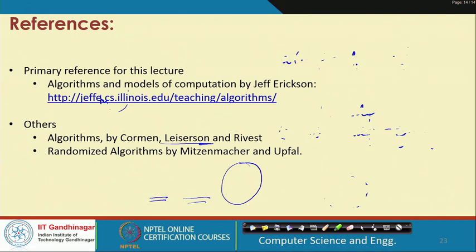The primary reference for this lecture is the lecture notes by Professor Jeff Erickson, Algorithms and Models of Computation. Please look up this textbook. It's an online resource at this point. There are other places where hashing and hash tables have been covered in quite a bit of detail. The standard book of algorithms by Cormen, Leiserson and Rivest has a very nice chapter in it. The book on randomized algorithms by Mitzenmacher and Upfal also has a nice chapter on hashing and hash tables.